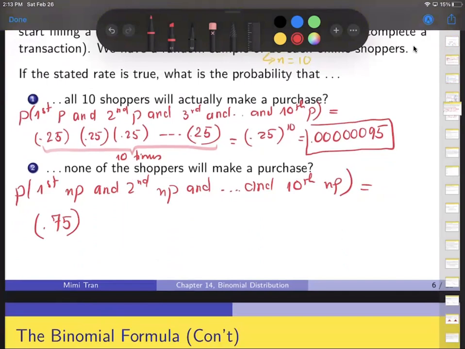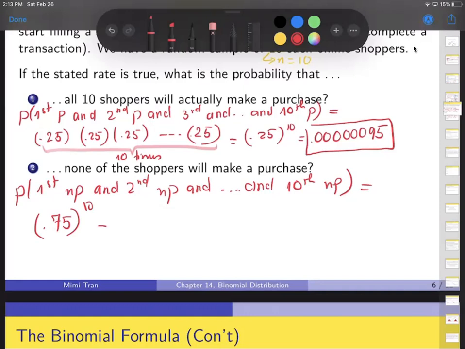And then the second one is still the same, right? Remember, it's independent and it's a binomial distribution. The probability of success should be the same all the way. So the probability of the second person not making a purchase is also 0.75. And the third one also 0.75, all the way to the 10th person. So it's the same thing here. You multiply 0.75 10 times. So that means 0.75 to the 10th power.